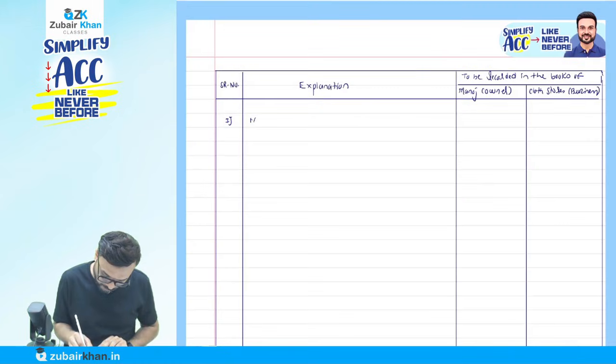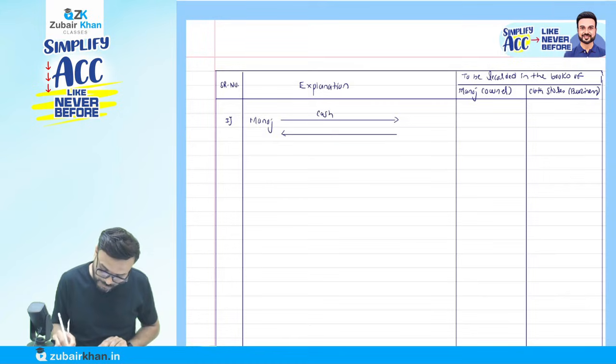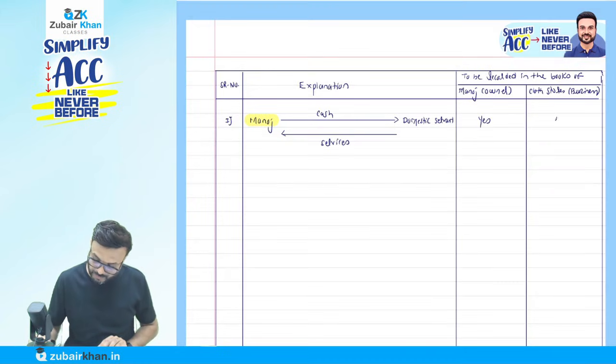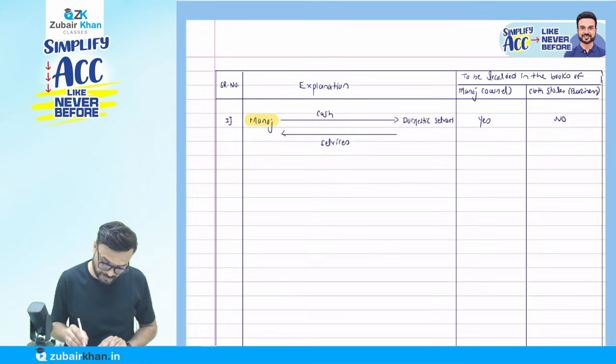Manoj is giving cash to a domestic servant, and he's going to receive the services for that. But who is involved? Business? They are not paying from business. So Manoj is paying. So we will record it in the books of Manoj. It will not come in the books of business.